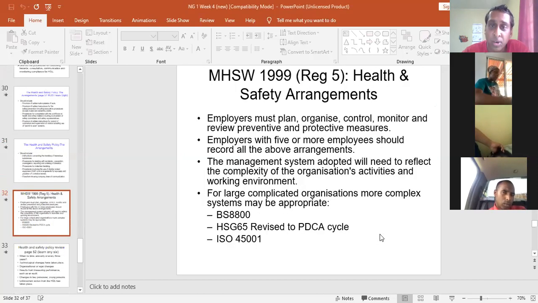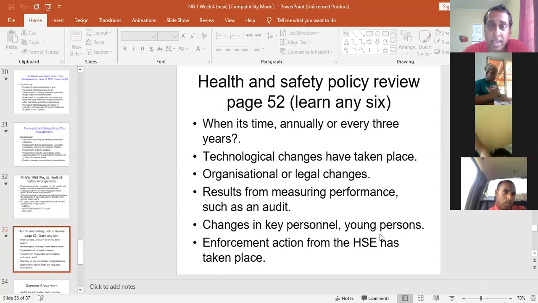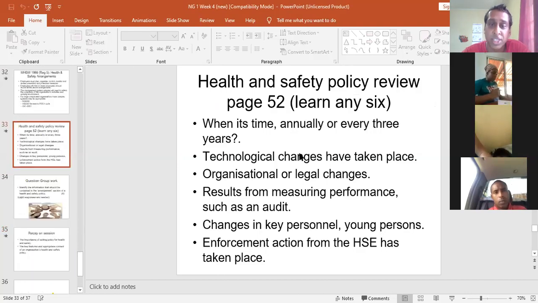When do you review? The key answer to review is whenever you have a change. Whenever there's a change, you need to review. Change in the aim, change in the organization, change in the arrangement, change in technology, results of audit, finding, enforcement action from the HSE. You really need to know about 6, right? So you see here, learn any 6.